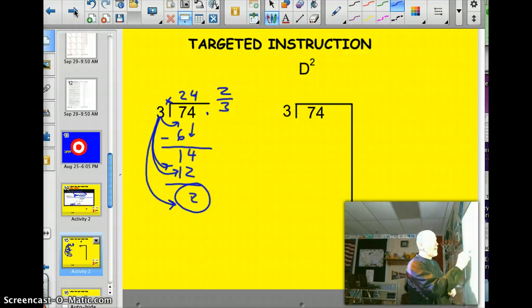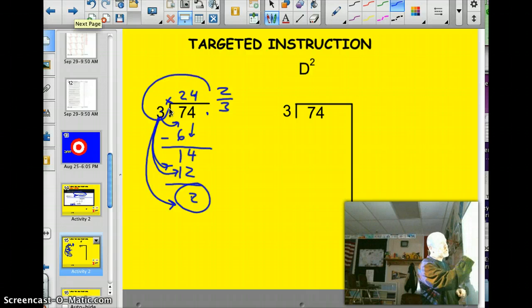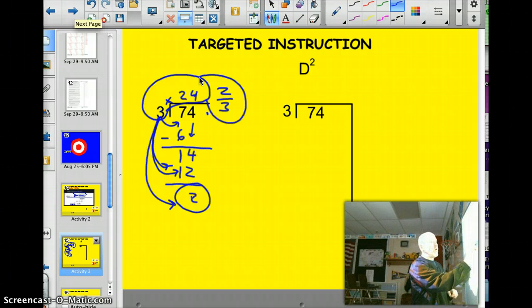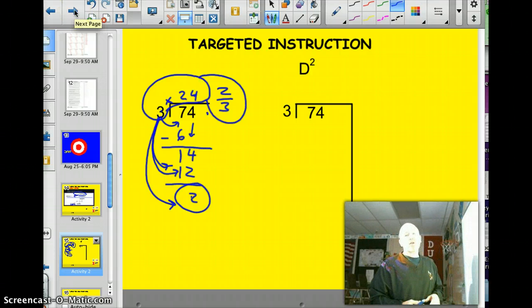Don't forget, whatever's inside the house, that 74, is always equal to what's outside the house. And that would include any remainder. So 3 times 24 plus that 2/3, or remainder of 2. You with me still? All right.